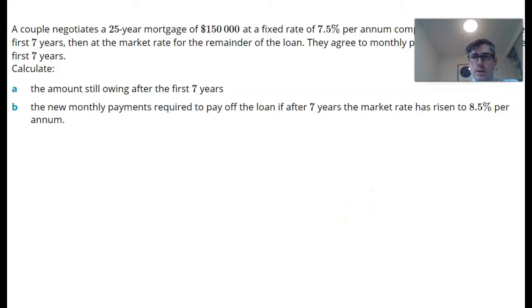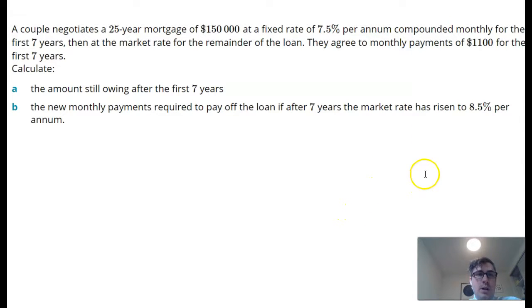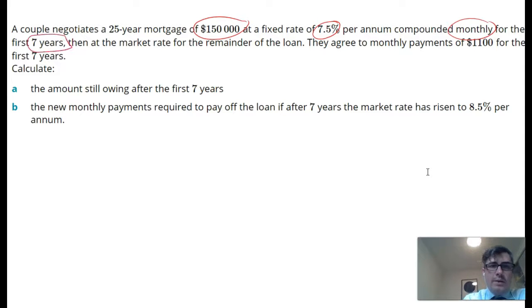Alright, so in this question, we've got a couple negotiating a 25-year mortgage, 150 grand, at a fixed rate of 7.5% monthly. Fixed rate just means it doesn't change throughout the course of the loan, but that only stays fixed for 7 years. Then it's the market rate for the remainder of the loan. Market rate they usually call variable rate in Australia, and it basically just changes depending on what the banks decide every year. They agree the monthly repayments of that for the first 7 years.